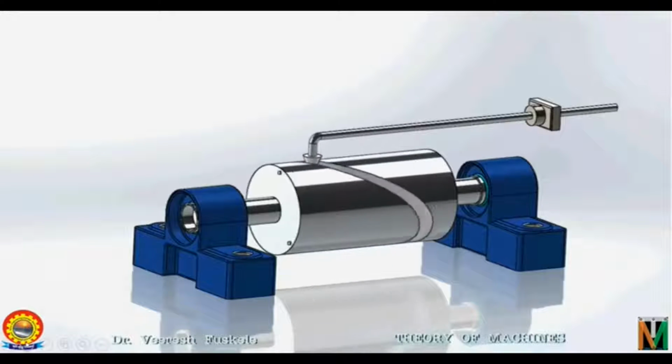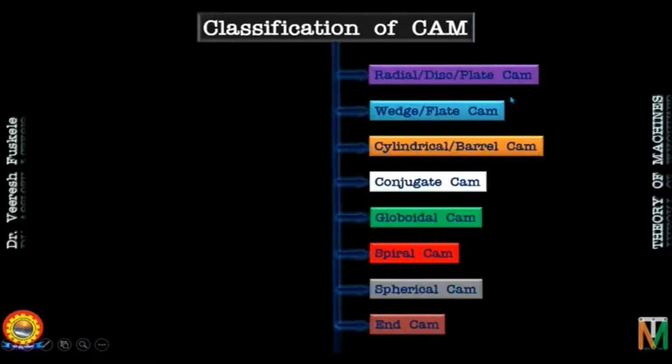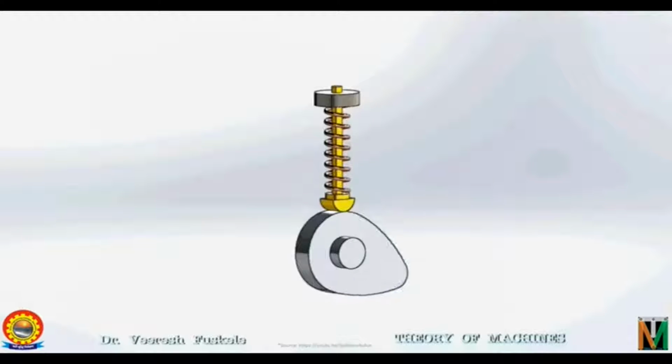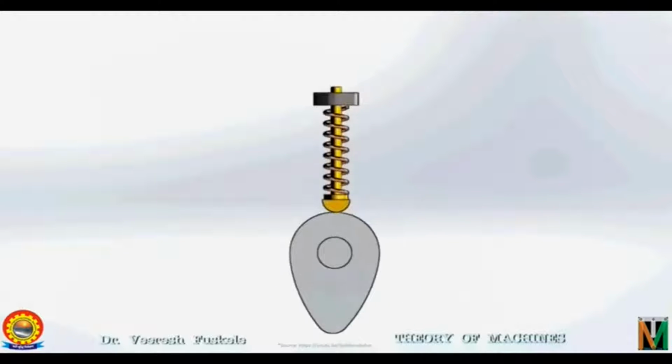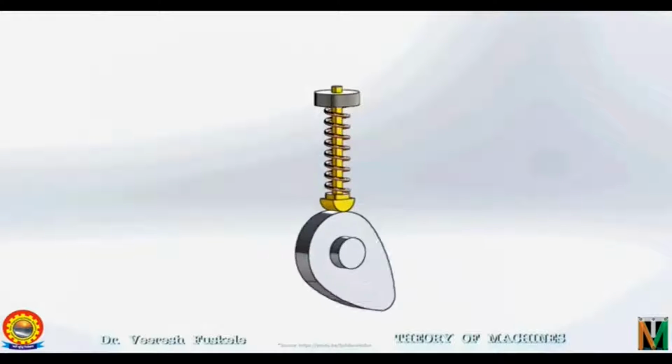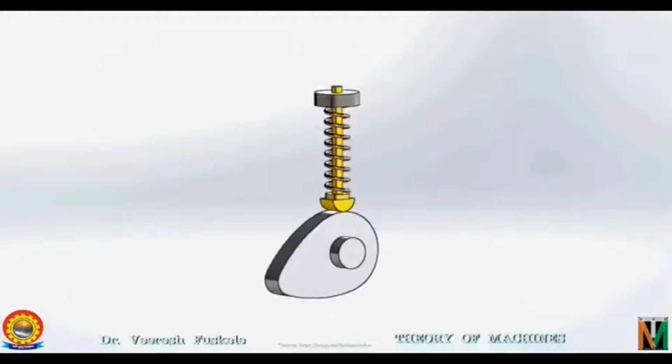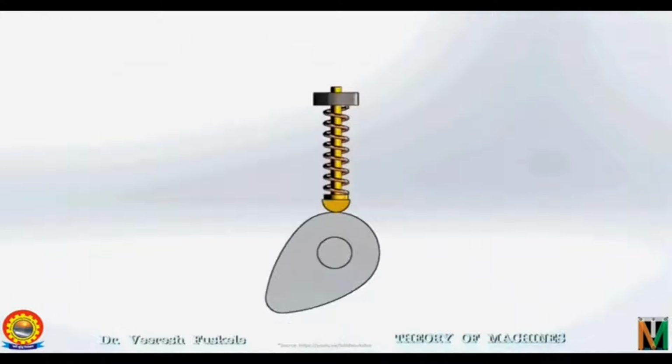classification of the cam. So let's see the radial cam or disc cam. This is a typical disc cam, which is having the rotational motion. A cam in which the follower moves radially from the center of rotation of the cam is known as a radial or disc cam. Radial cams are very popular due to their simplicity and compactness.